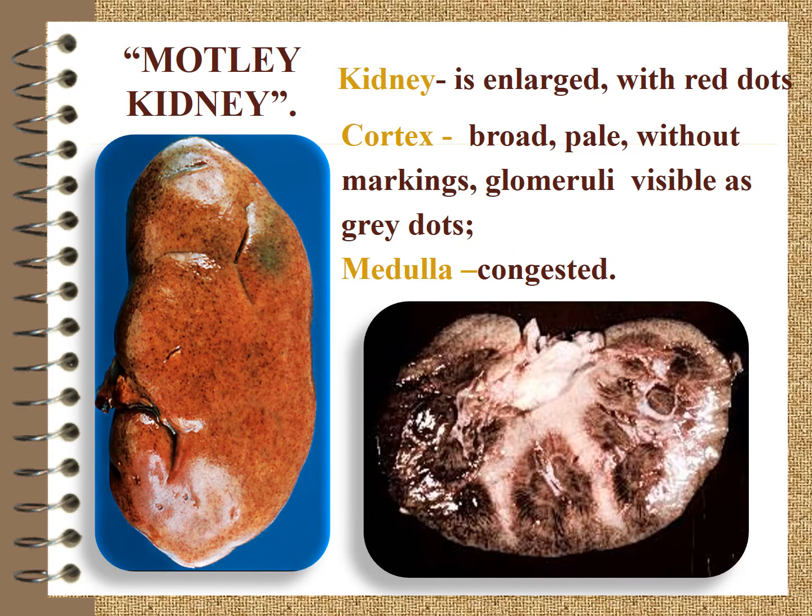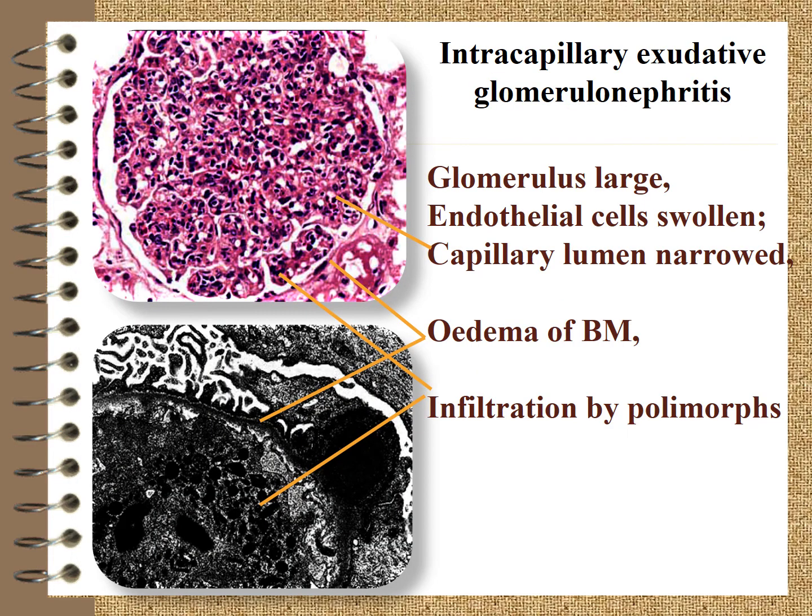Macroscopically, the kidney is enlarged, the cortex is broad and pale with reddish dots, a motley kidney. Microscopically, this is intracapillary exudative glomerulonephritis. The glomerulus is large, edematous with congested capillaries and a narrowed lumen. There is polymorph infiltration in capillaries and mesangial spaces.